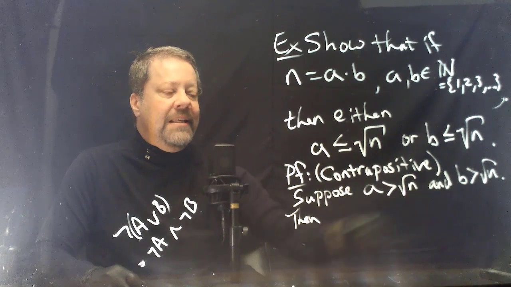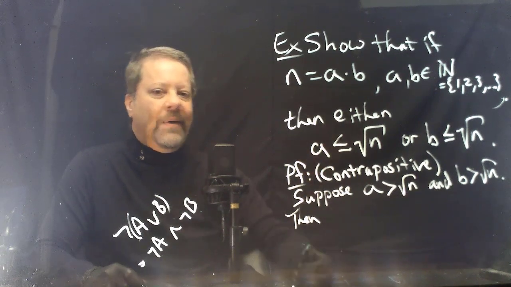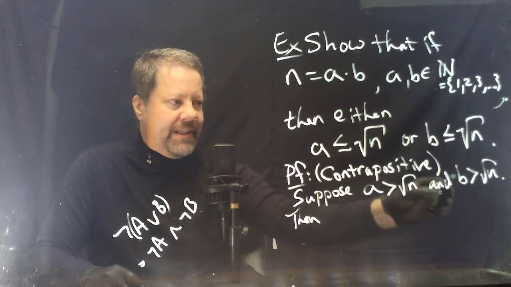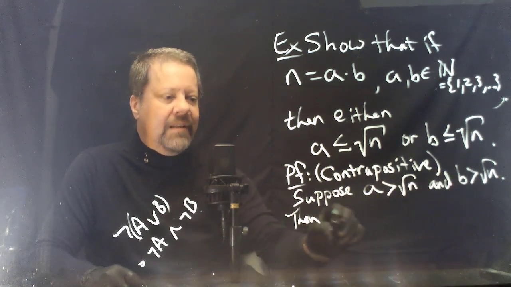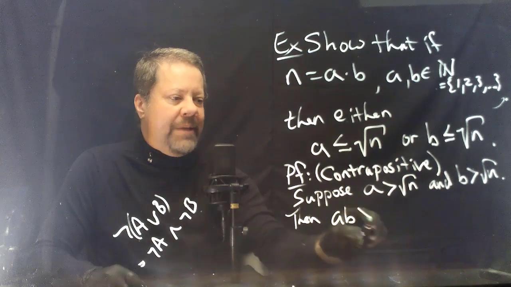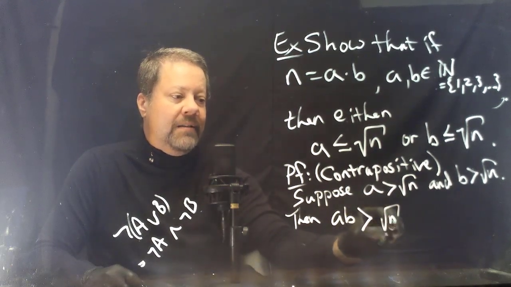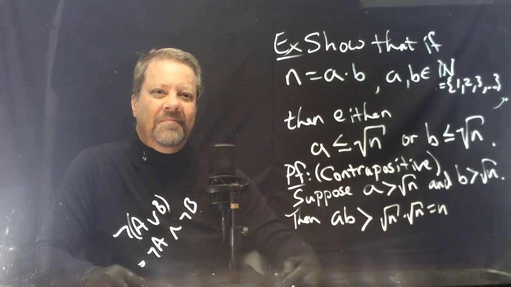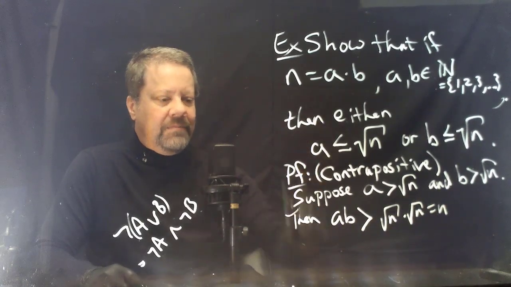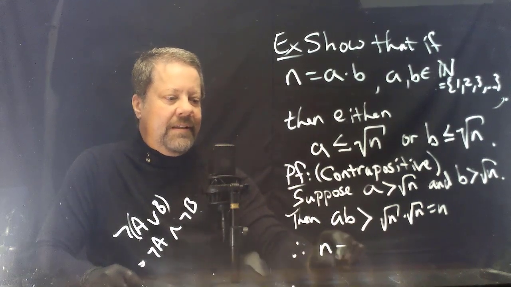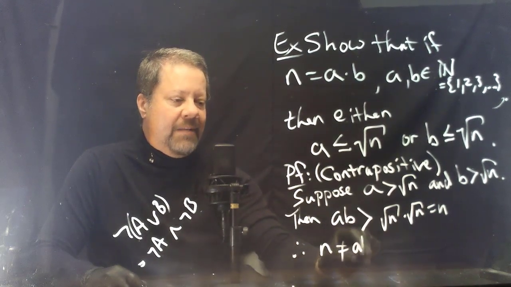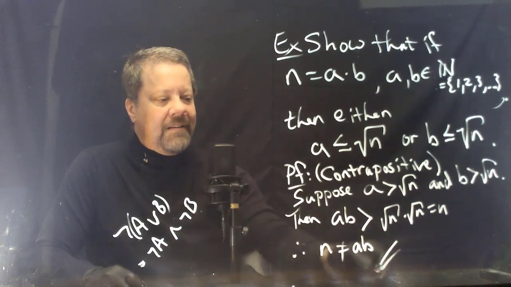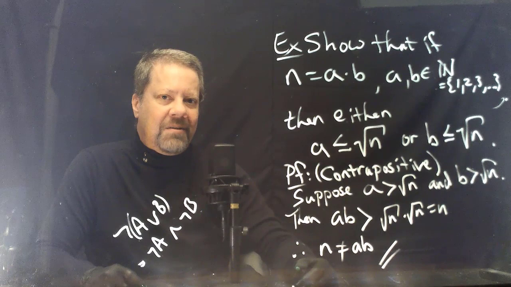I'll try to use these inequalities now to prove that this equation is false. But we know that if a is greater than root n and b is greater than root n, then ab will be greater than root n times root n, which is n. And therefore, n is not equal to ab. N will be strictly less than ab. And this will end the proof by contraposition.